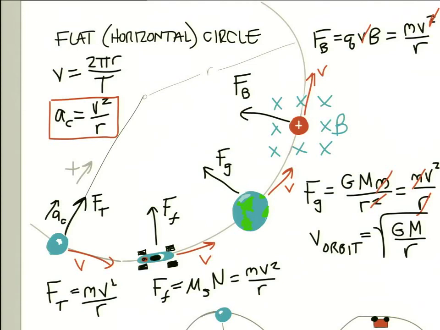Now this gives us all of the relations associated with flat horizontal circles. And you can see the simplification in this view is you only have one force acting on the object. So when you do your sum of the forces is equal to the mv squared over r, you'll just have one term. Things are a little different though when you move to vertical circles.